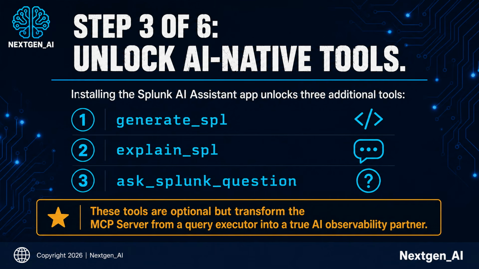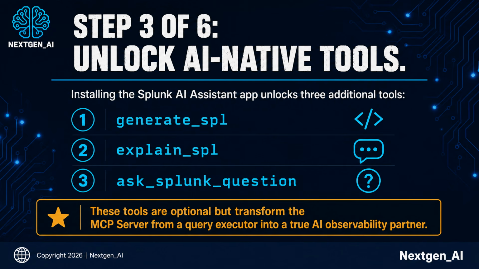When the AI agent needs to answer a complex question about your telemetry data, it can call Generate SPL with a natural language description of the query it wants to run. The Splunk AI Assistant uses a built-in language model to translate that description into a syntactically correct, optimized SPL query. This is enormously valuable because writing efficient SPL requires deep expertise.